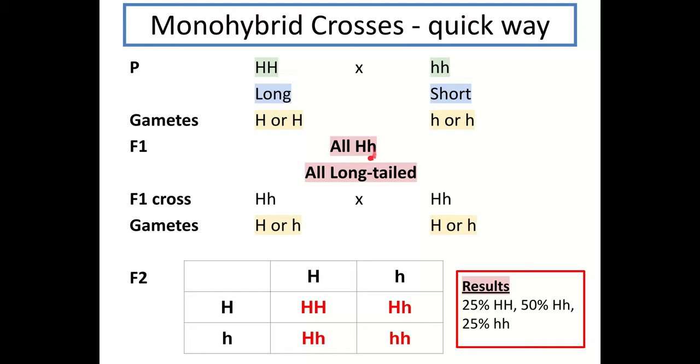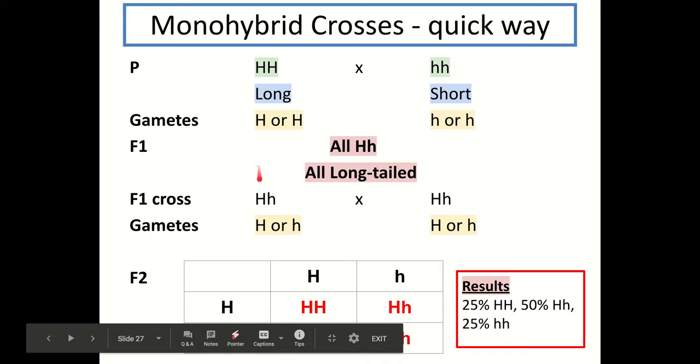I can't stop there though, as I need to get to the F2 generation for the final answer. So I take two of these F1 cats and I breed them together. This one can pass on, again, big H or a little h, and this one can pass on a big H or a little h. Now this is obviously a bit more confusing, so I have to use my Punnett square to work it out. I draw my square and I put one set of gametes on the left and one set along the top. Then for each box, I work out my genotype, and you can see my answers in red at the bottom.